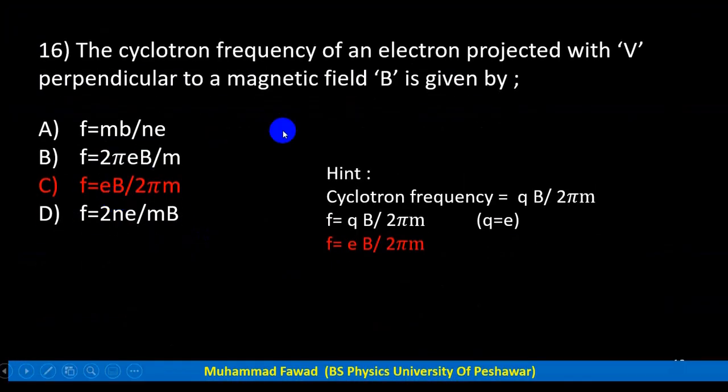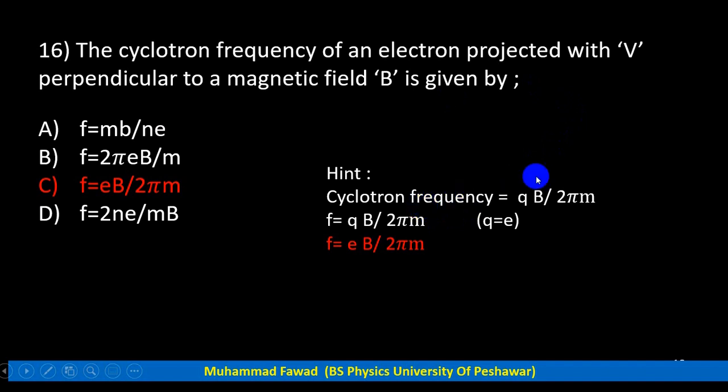The cyclotron frequency of an electron projected with V perpendicular to a magnetic field B is given by: Dear student, हमें ये पता है कि कोई भी चार्ज पार्टिकल जब यूनिफॉर्मली मैग्नेटिक फील्ड में रोटेट होता है तो एक सेकंड में इसके पूरे होने वाले रिवोल्यूशन की तादाद को हम साइक्लोट्रॉन फ्रीक्वेंसी बोलते हैं.